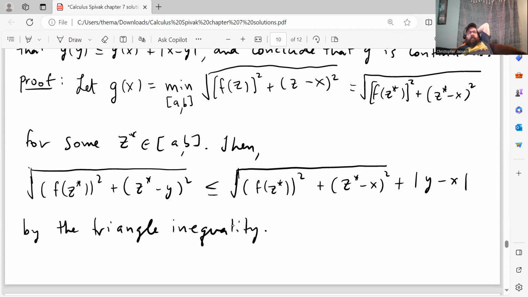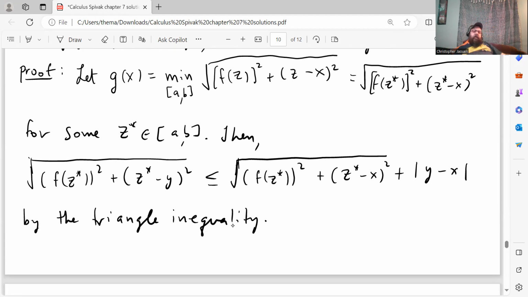Okay, then the square root of f of z star squared plus z minus y squared is less than or equal to the square root of f of z star squared plus z minus x squared plus the absolute value of y minus x. This follows from the triangle inequality. I didn't draw the picture here, but if you draw it, you'll see why, because these are legs of a triangle. So I'll just say draw the picture if this is not clear.